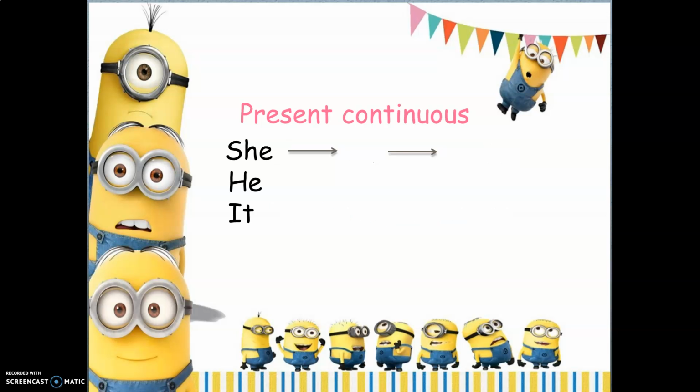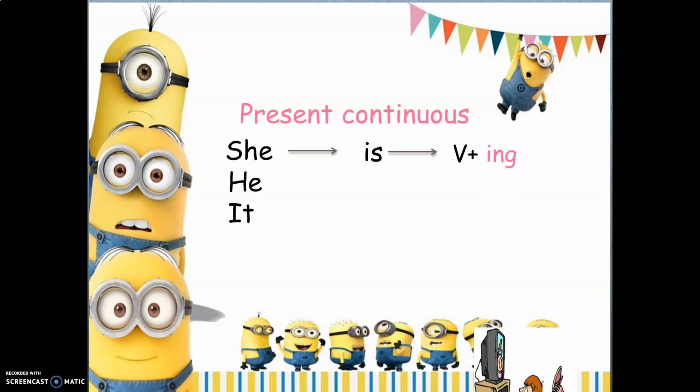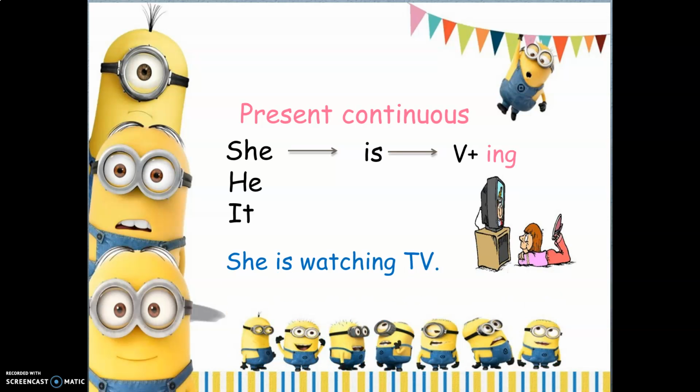Okay, girls? We have she, he, and it. We should use with she, he, and it the verb to be is plus the verb with ing. For example, she is watching TV. She is playing football. She is playing basketball. She is doing her homework.